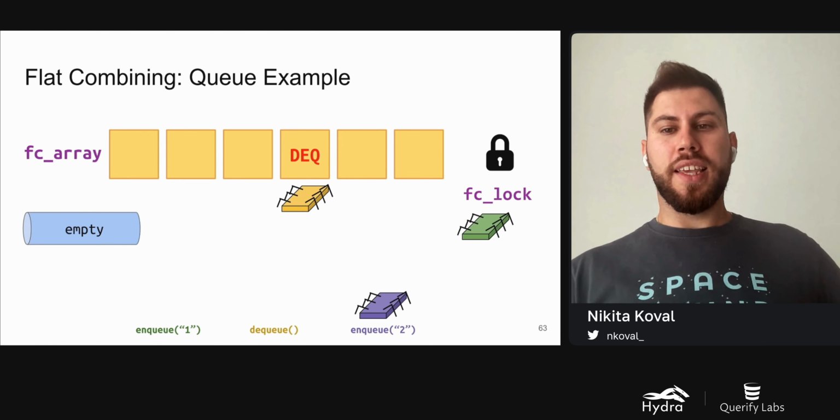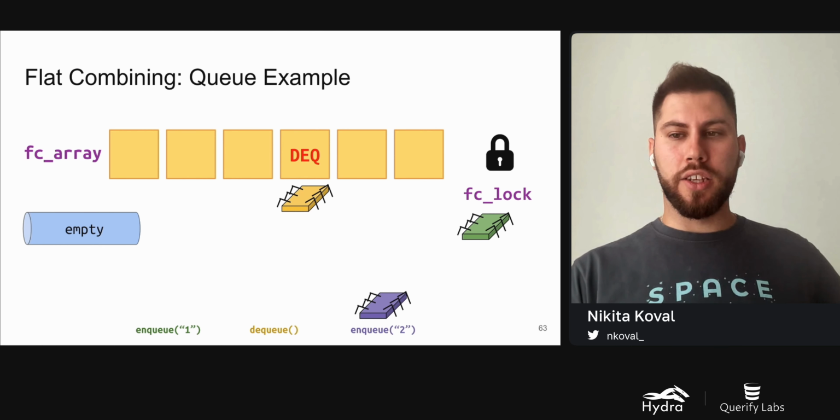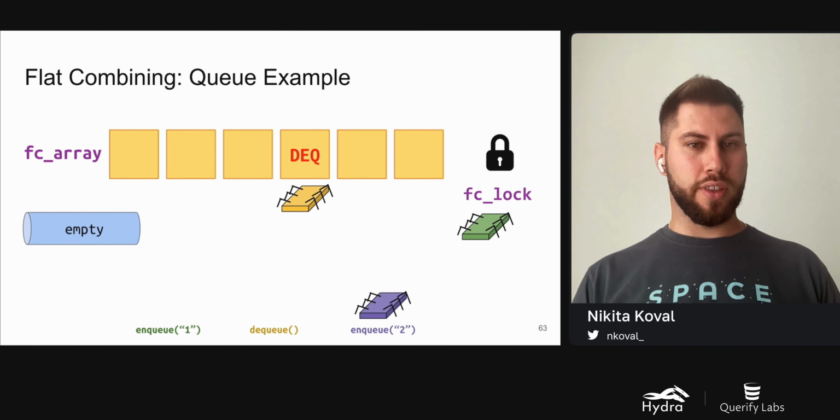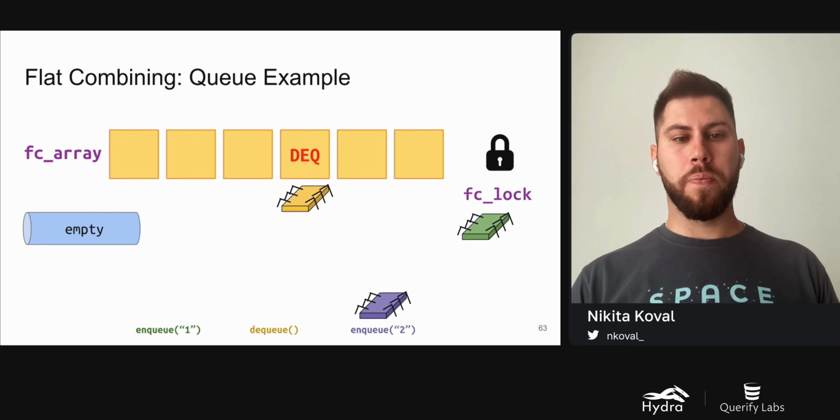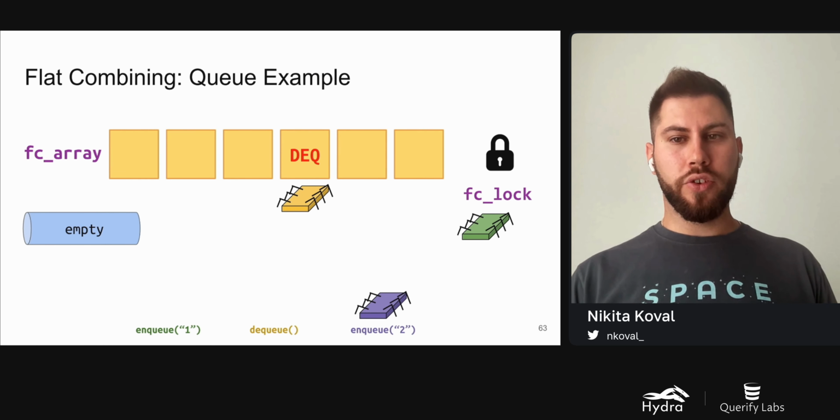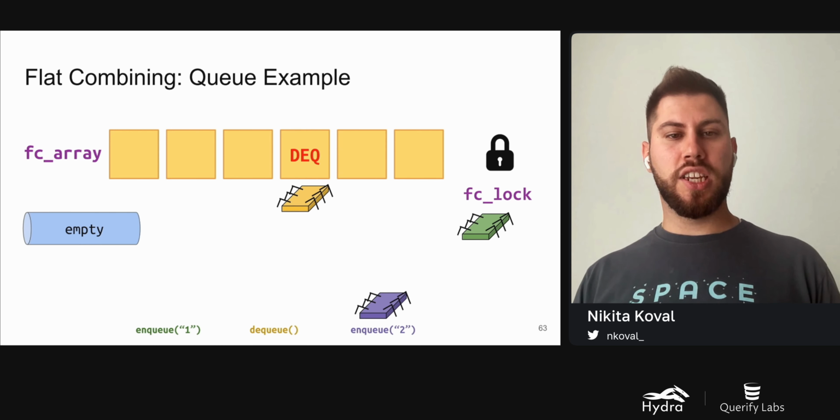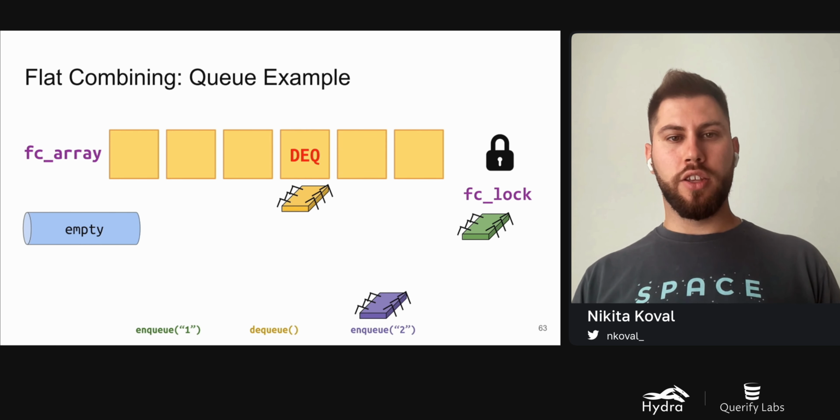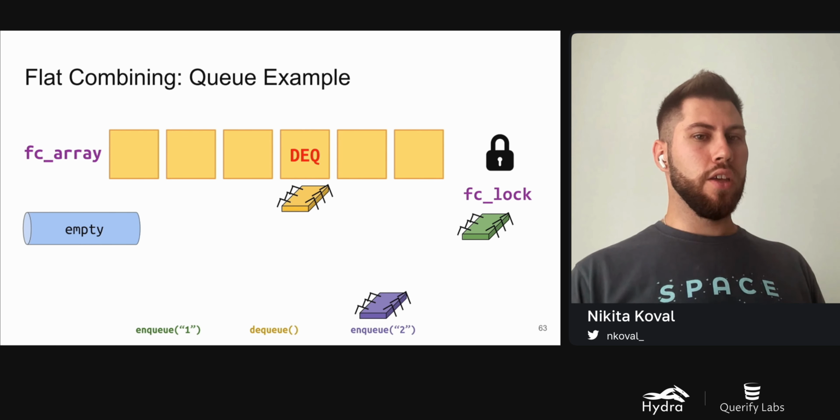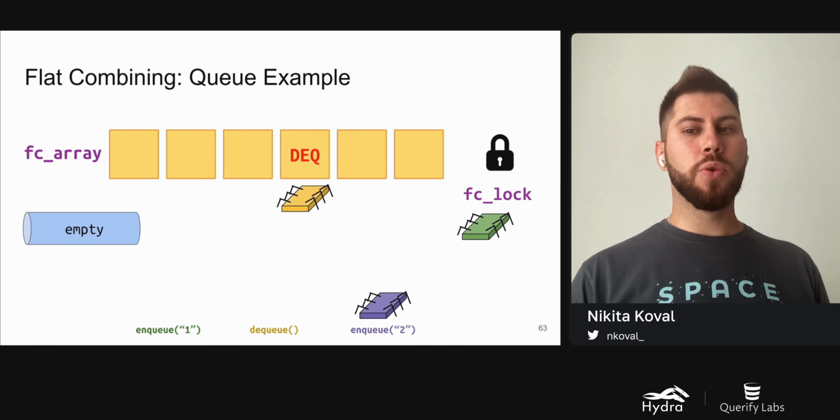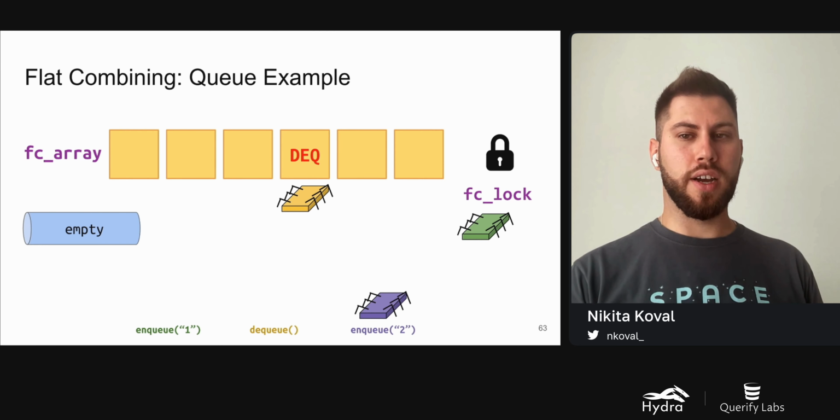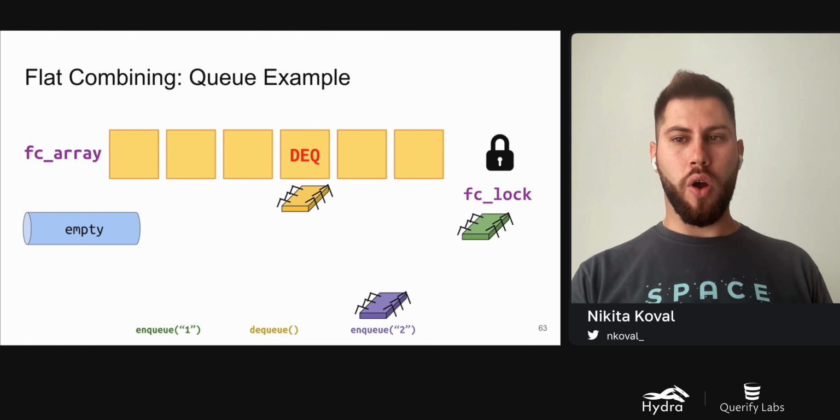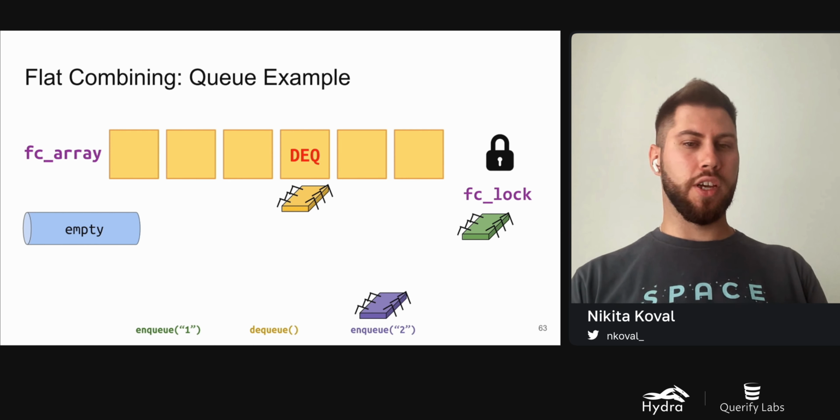And after that, the yellow thread comes, and it can't acquire the lock because the lock is already held by the green thread. So it puts the dequeue request into the array and waits for either the result in this array slot, or it waits for the lock.